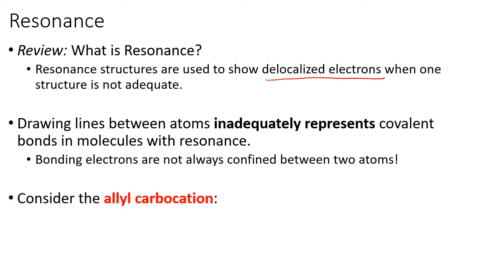Let's look at something called the allyl carbocation. So we learned what a carbocation was previously. That's a carbon with a +1 charge on it, and it actually has 3 covalent bonds instead of 4. So this is called the allyl carbocation right here. We're going to see how we could draw resonance structures for this molecule.